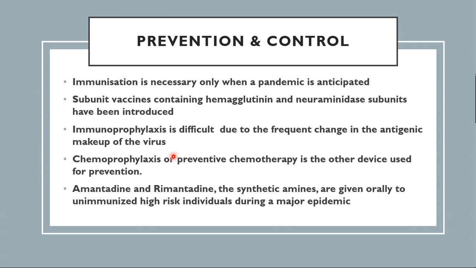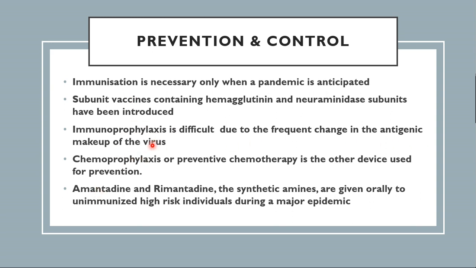Then coming to prevention and control. Immunization is necessary only when a pandemic is anticipated. Subunit vaccines containing hemagglutinin and neuraminidase subunits have been introduced because the older method of using the whole virus vaccines had some side effects. So recently we have preparations from subunit vaccines, which are being widely used nowadays. Immunoprophylaxis is difficult due to the frequent change in the antigenic makeup of the virus.